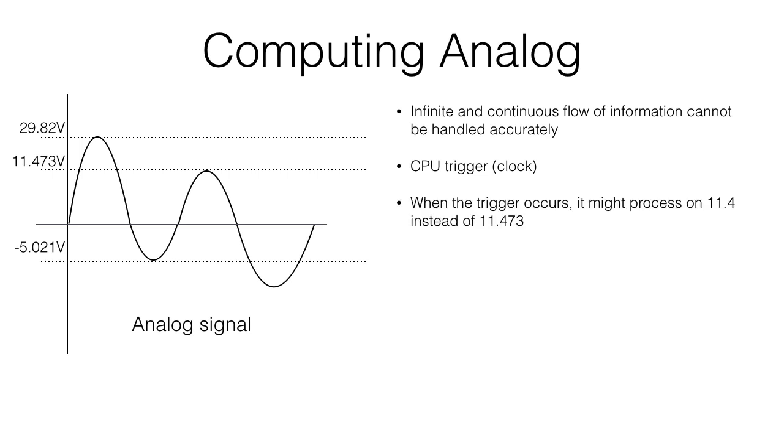When that trigger occurs, let's just go back and look at our analog signal again. So let's focus on that second peak. The one that you see there where it's at 11.473 volts. Now just picture when the CPU clock actually triggers. It may or may not hit exactly at that peak. Instead, it might only be 11.4. It might be 11.6. It might be 11.5273. But it might not necessarily be at exactly 11.473 volts.